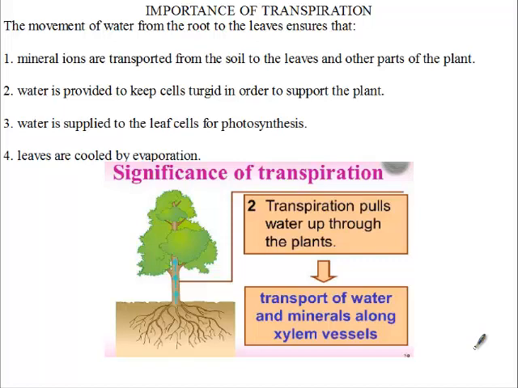We've just seen that excessive transpiration will cause wilting. So that means there's a negative part of transpiration. Now, how does the plant benefit from transpiration?